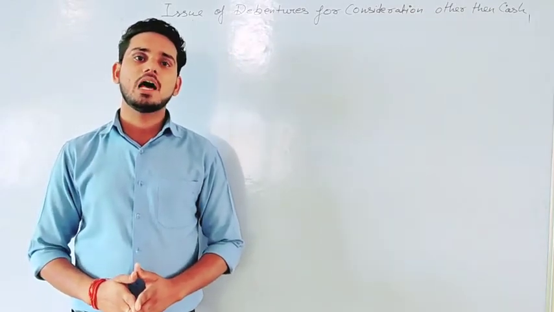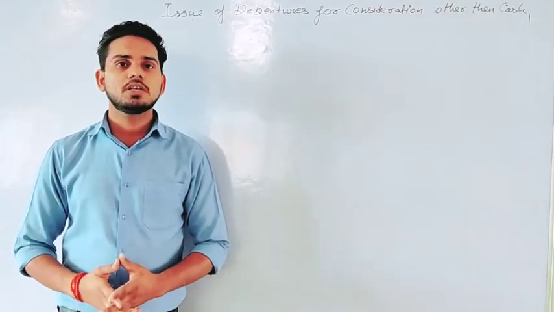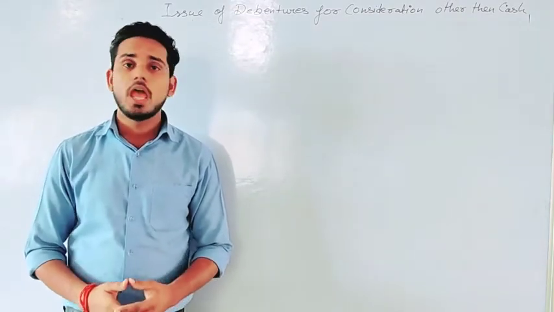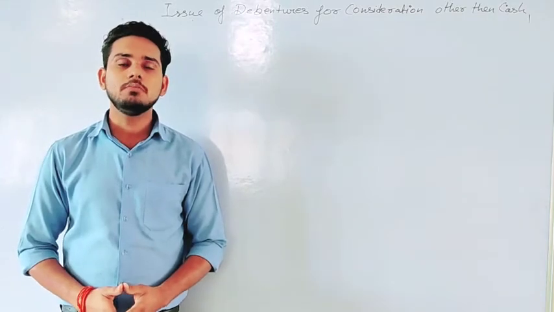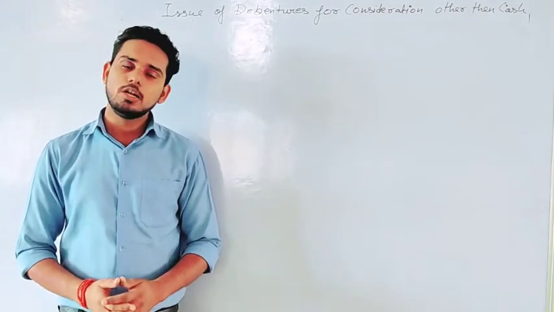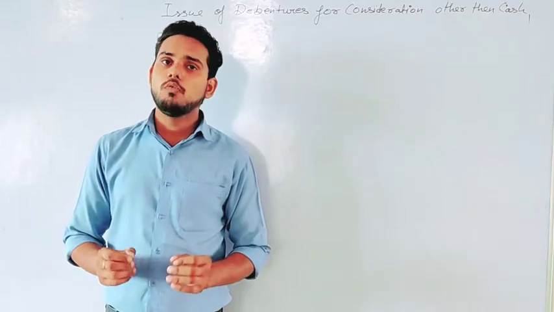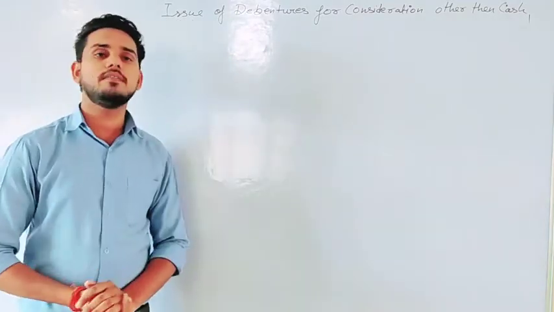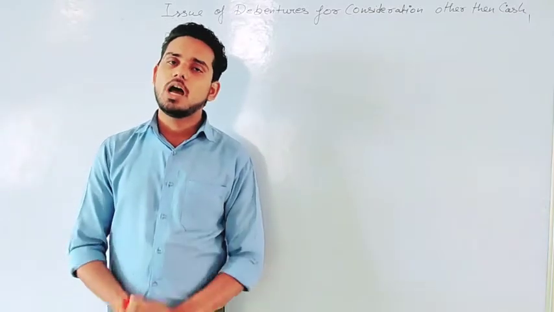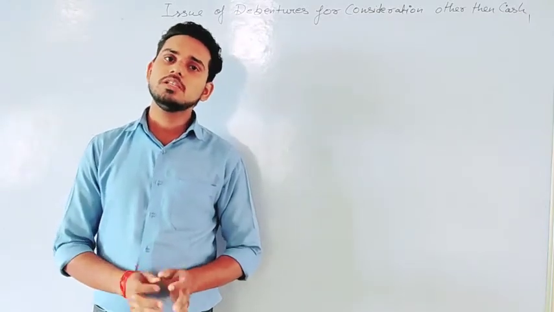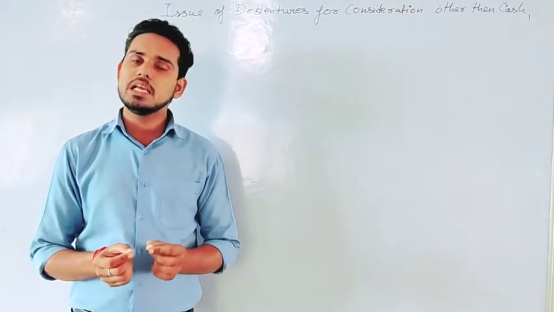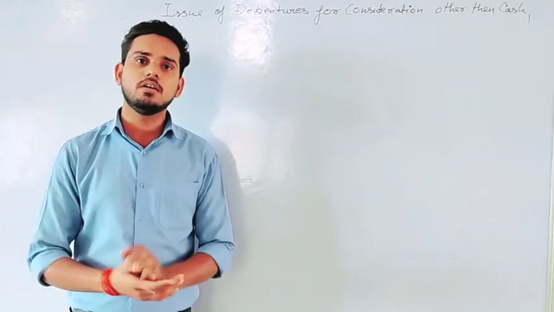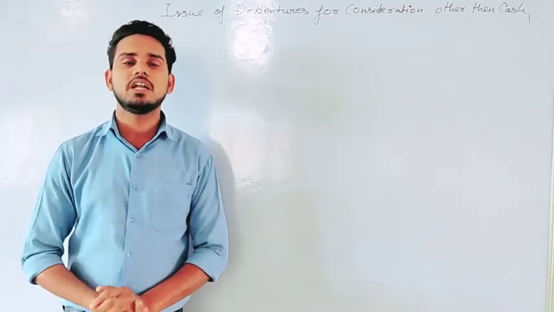In our previous class, we have seen what can be the entries if a company wanted to issue its debenture at par, at premium and at discount. In today's class, we will see what will be the entries if a company wanted to issue its debenture for consideration other than cash. Now what does it mean? It means that the company is taking something which is not cash and in return the company is giving its debenture.